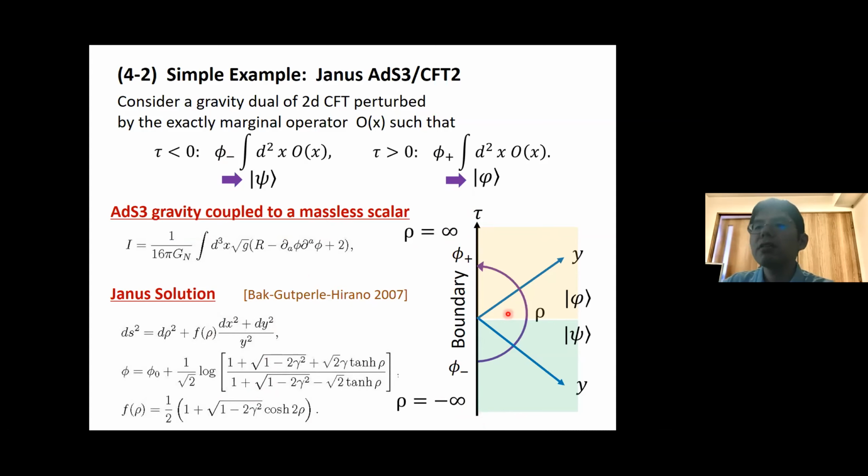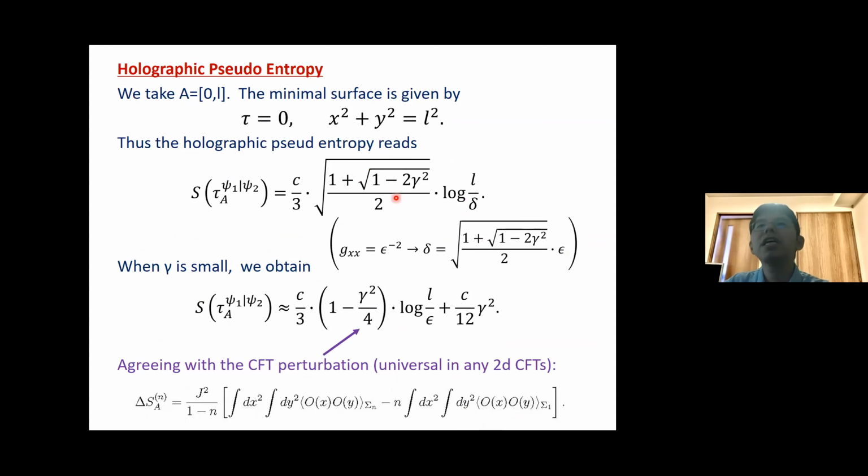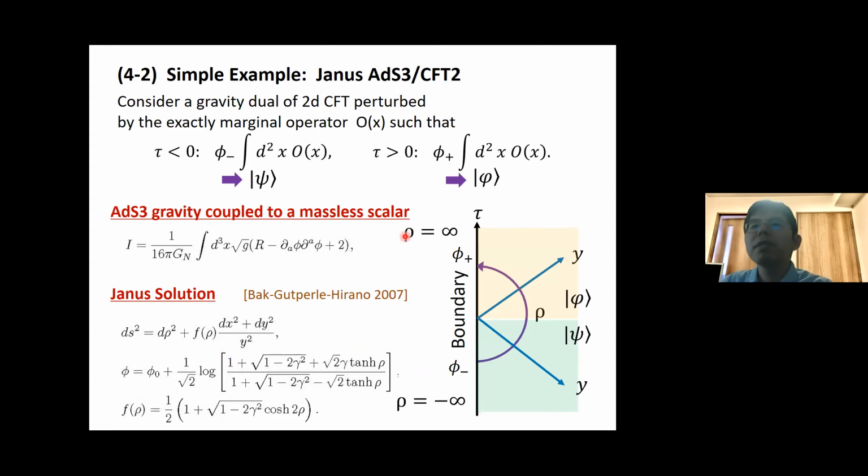We can calculate the entanglement entropy at tau equals 0 by picking the minimal surface, which turns out to be the same familiar minimal surface, namely a semicircle. Then we have a logarithmic divergence, because it's related to the CFT, but the coefficient is modified. If we take a perturbation, gamma is the deformation parameter. Gamma equals 0 means these two states are the same, and these are standard entanglement entropy.